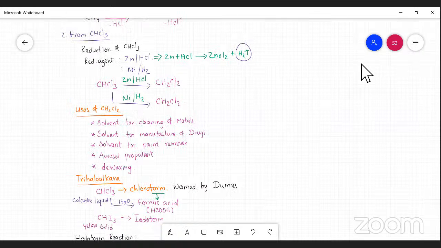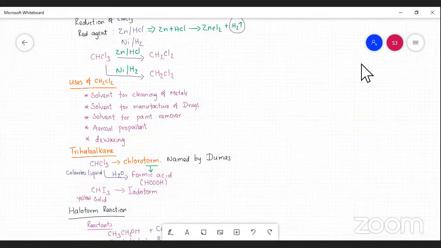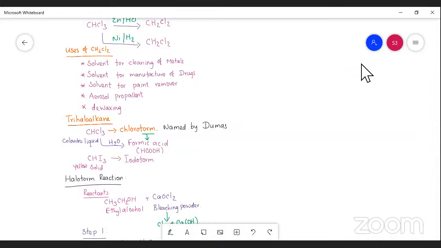And second, we take the uses of methylene chloride. What are the uses of methylene chloride? Most probably it is used as a solvent: a solvent for cleaning of metal, manufacture of drugs, and paint removal. Also it is used as an aerosol and in the de-waxing process. And the second compound we are taking is a trihaloalkane. Chloroform is taken as a trihaloalkane.